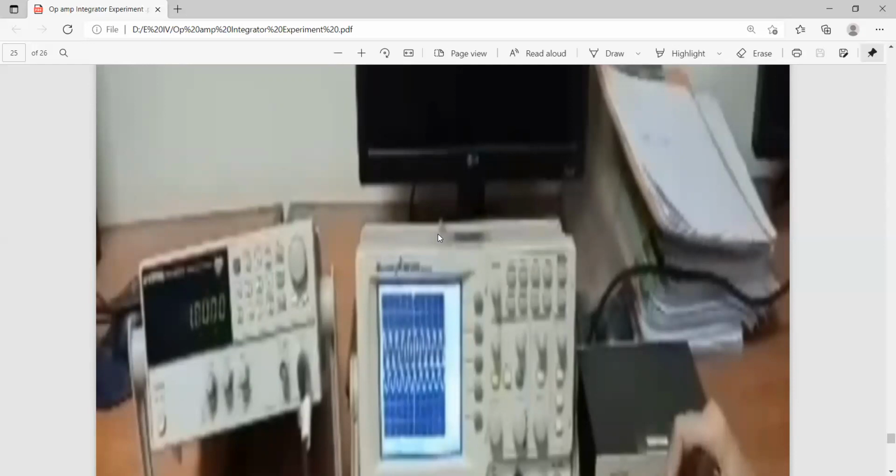So based on your RF and CF values, you can also select what your cutoff frequency is. You can draw the frequency response also. That is, you can change the frequency and find out the gain. Up to some region it is a constant gain, later it will slowly decrease.